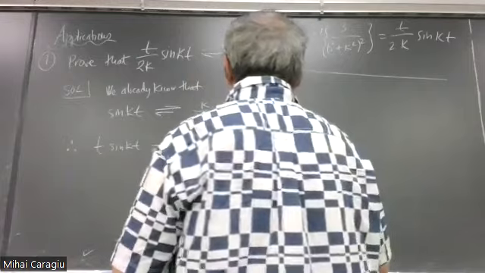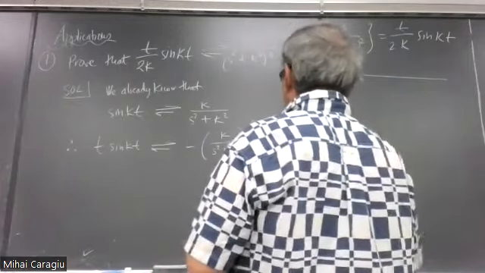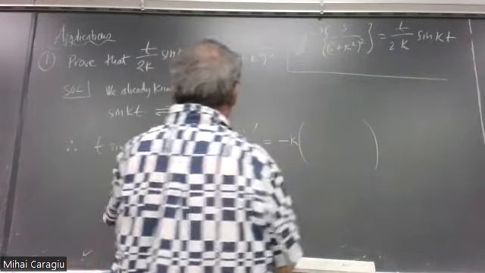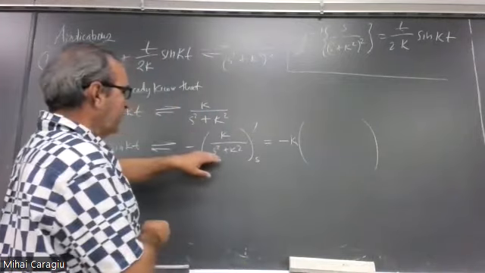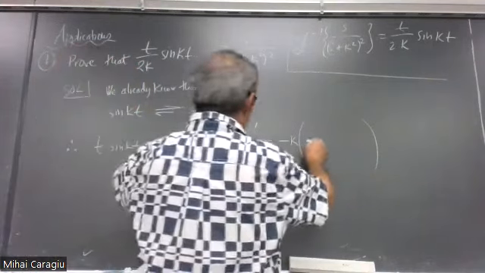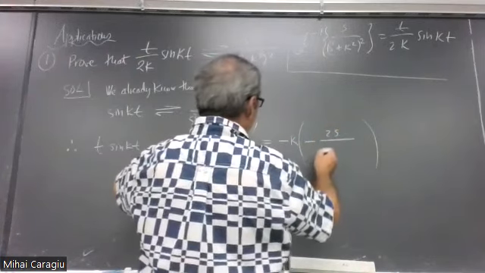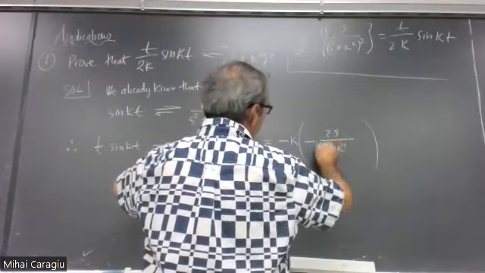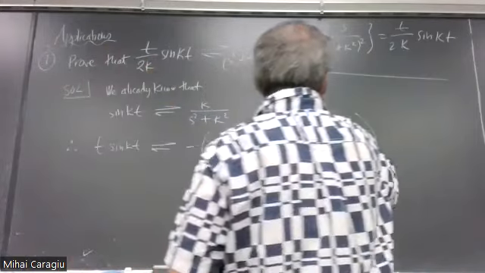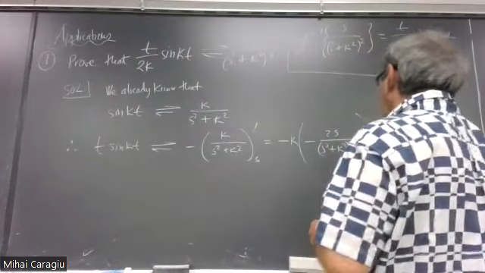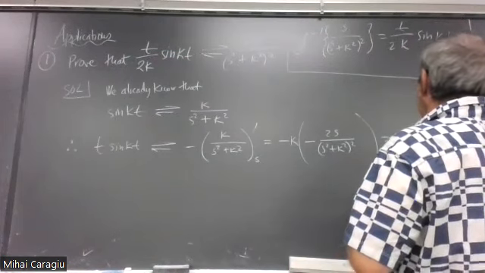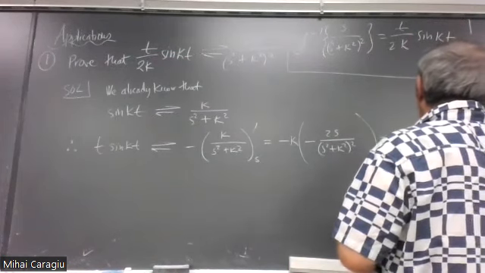Minus, k is a constant. If you differentiate 1 over s squared plus k squared, by the chain rule for 1 over u, it's minus u prime over u squared, so minus 2s over s squared plus k squared, squared. Minus and minus is plus, so we get 2k times s over s squared plus k squared, squared.